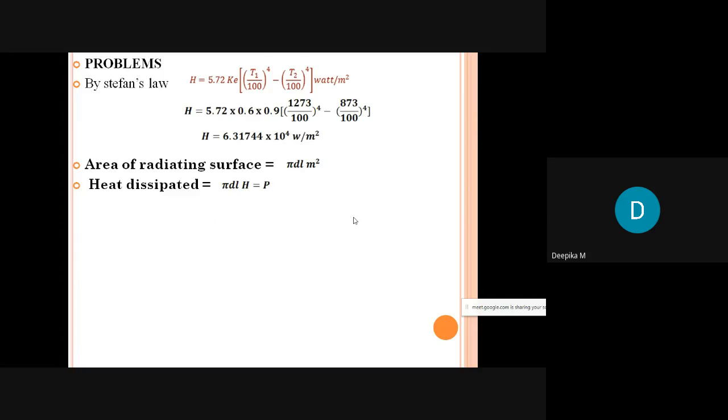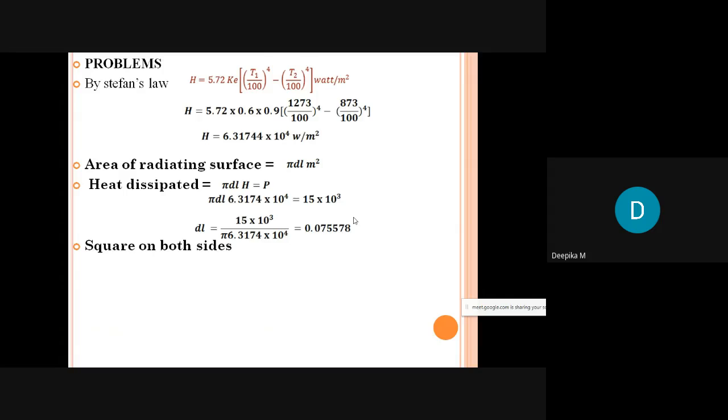and we have assumed that at a steady temperature, the power input will be equal to the area of the radiating surface, that is nothing but the output. So the power input will be equal to the power output, and we are going to equate them. So we know that H is 6.3174 into 10 to the power of 4 and P is 15 kilowatt, that is 15 into 10 to the power of 3, and we are interested only in DL. So therefore DL will be equal to 0.075578.